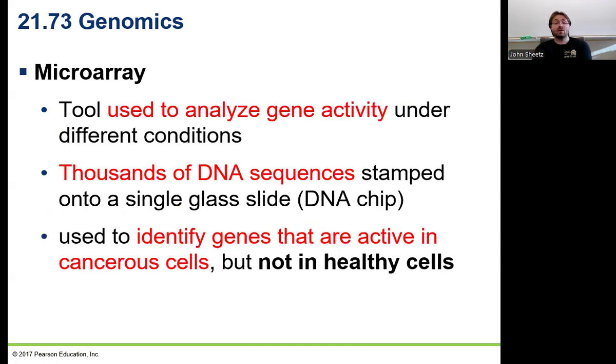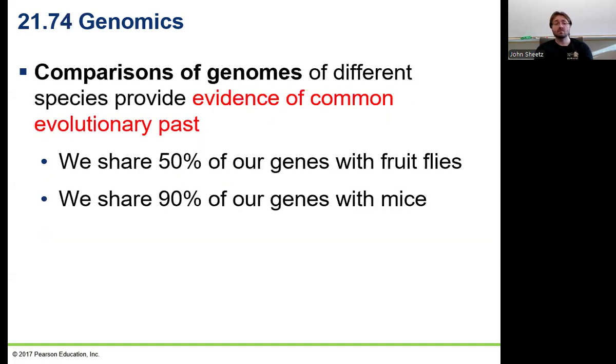Then we have microarrays, which are tools used to analyze genetic activity under different conditions. What they'll do is take a glass chip and put thousands of identical DNA sequences onto the chip. And then they will analyze it under different conditions, occasionally using computer models, which helps us identify the function of different genes. This is where most of that 5% I mentioned earlier was discovered, through the use of tools like this.